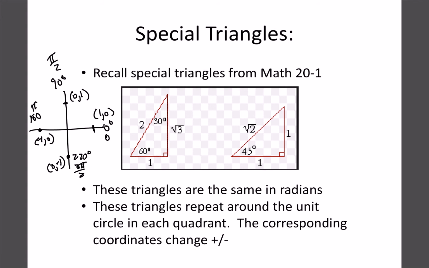So what we want to do is, for Math 20-1, we basically had three special triangles. We had a 30-degree triangle, a 60, and a 45. So we memorized those three, and that helped us figure out certain sides of the triangle. So in Math 20, we used 1, 2, and root 3 for the 30 and 60 triangle. We used 1, 1, and root 2 for our 45-degree triangle. Then from there, we just used the CAST rule to help us figure out positive and negatives.